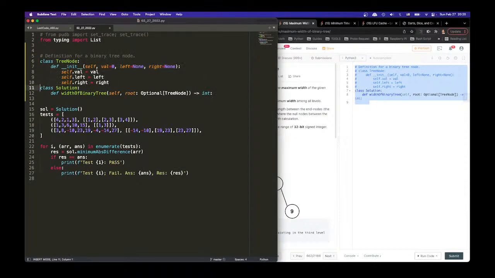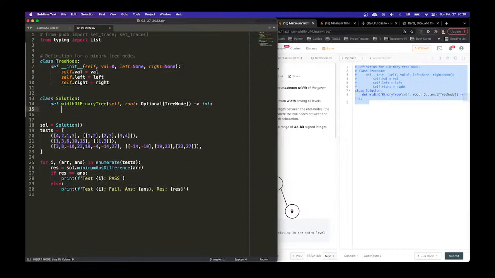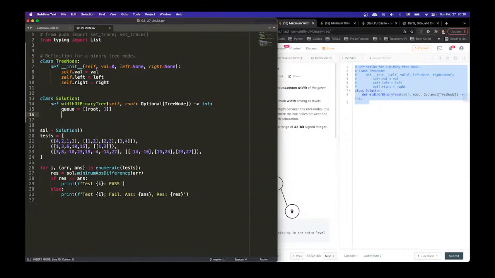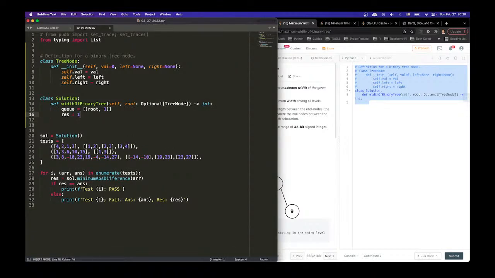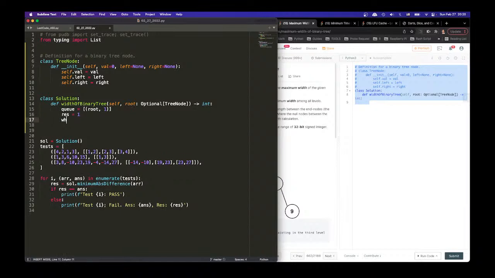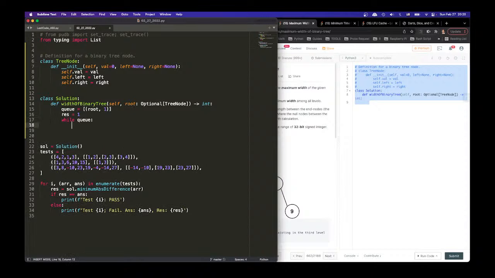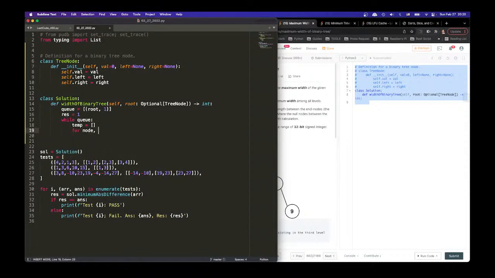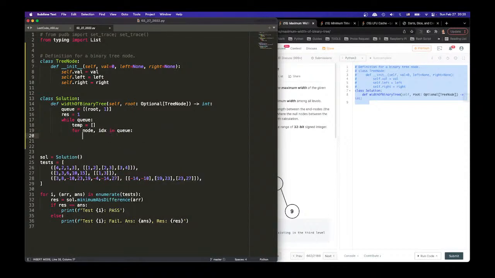So when I use BFS, all right. So Q equals, when I have the root and index, right? I have this, and then the rest will equal to... I want to find the maximum width, so we go with 0. Actually, not 0. We'll go with 1. And while Q, right? While Q, temp is this, for node, index in Q, right?